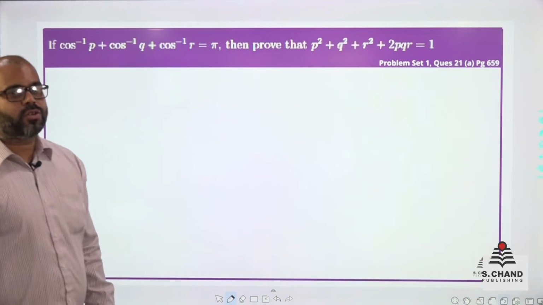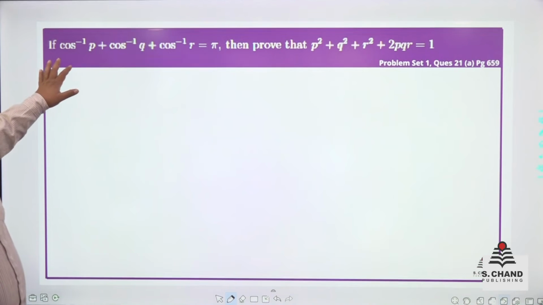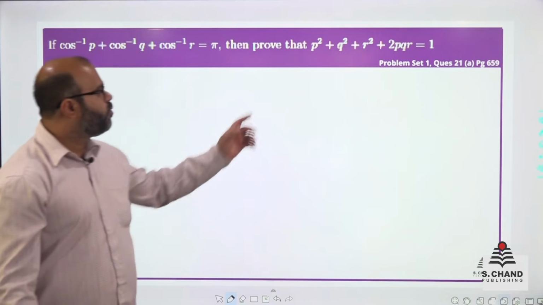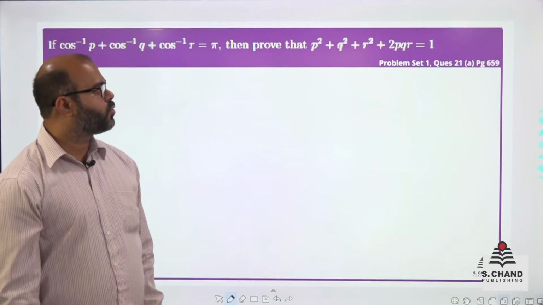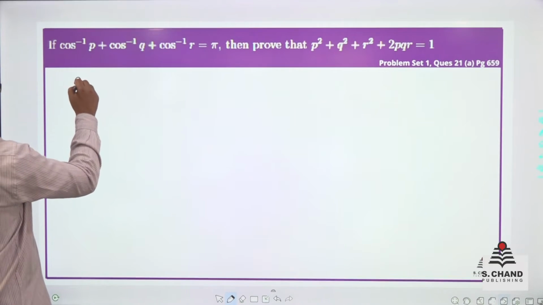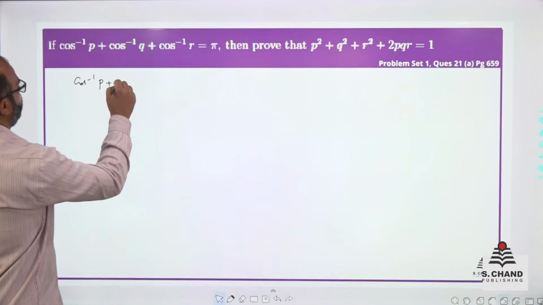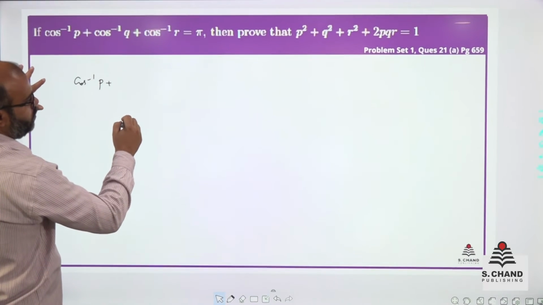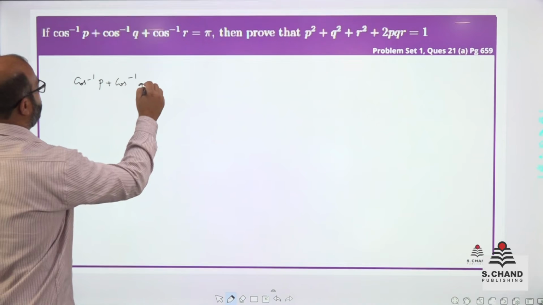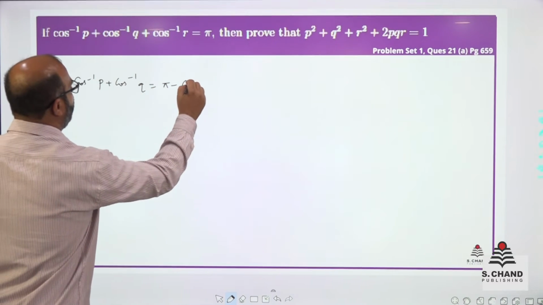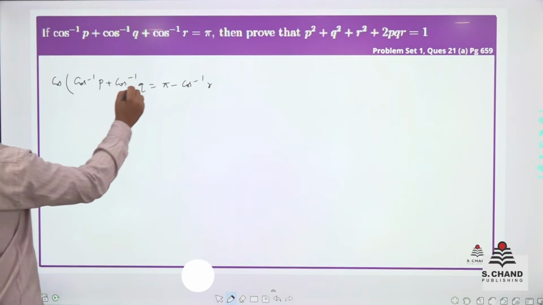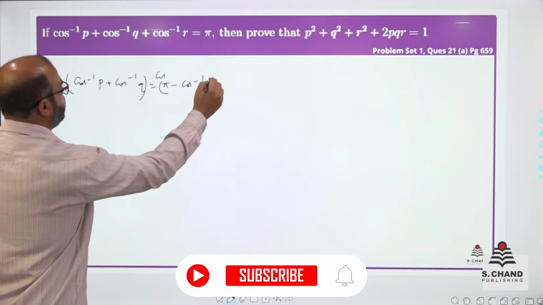Now let us come to the next question. Cos inverse P plus cos inverse Q plus cos inverse R is equal to pi. Then prove that P square plus Q square plus R square plus 2PQR is equal to 1. So here cos inverse P plus cos inverse Q is equal to pi minus cos inverse R. Now let us take cos on both sides, cos here and cos on the right hand side also.